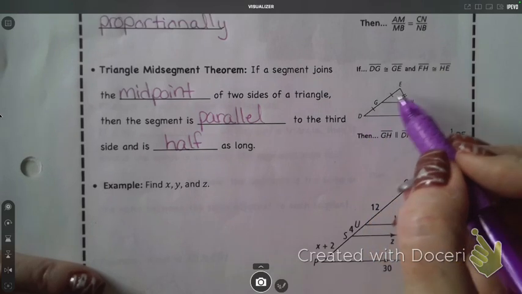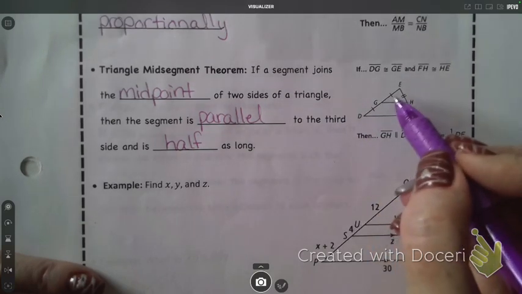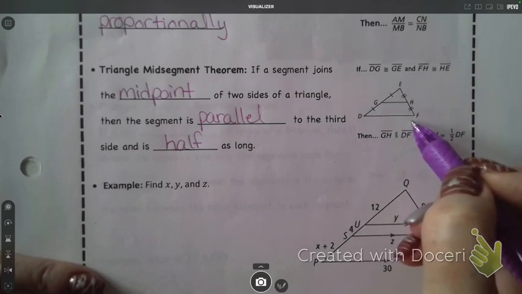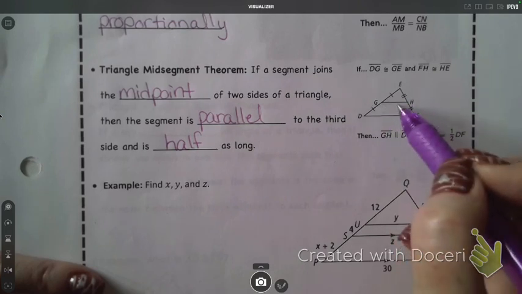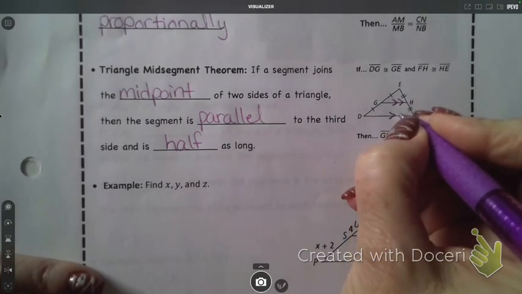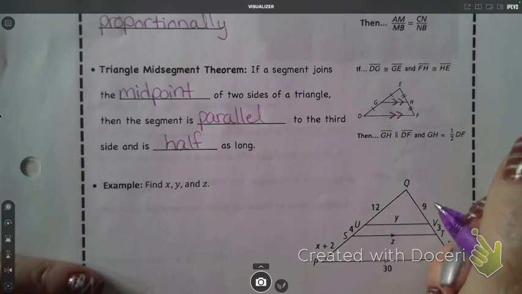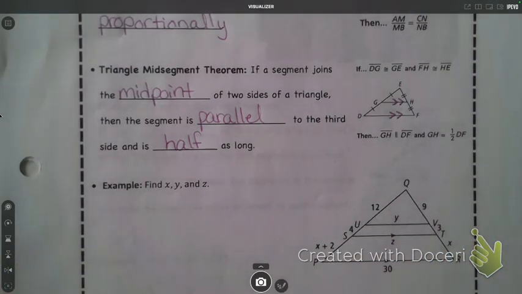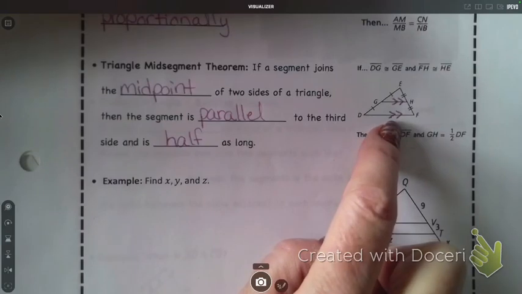How do I know it cuts it in half? Because there's a dash, right? That means those are congruent. How do I know that GH cuts EF in half? There's two dashes. So since it cut both of them in half, then that means it is now what? Parallel to the bottom. So it's a way to know something's parallel, and if I know it's parallel, can I apply the statement up above it then? Yes.